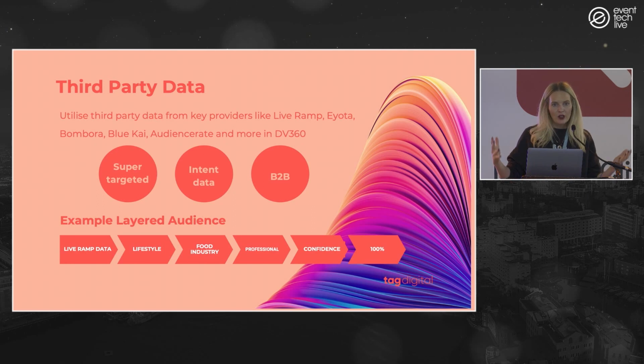So lots of different big data providers like LiveRamp or IOTA or Bombora capture data in all different ways from big publisher networks and news sites and all of these different places. They then license that data to the programmatic networks, and then advertisers can utilize those lists.